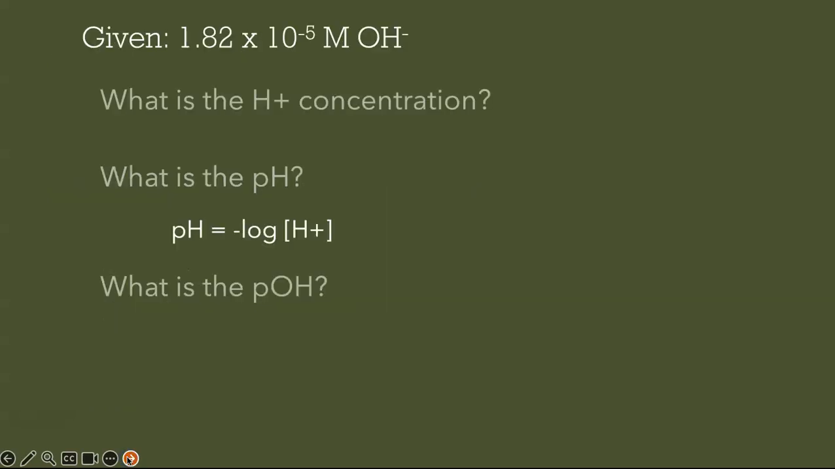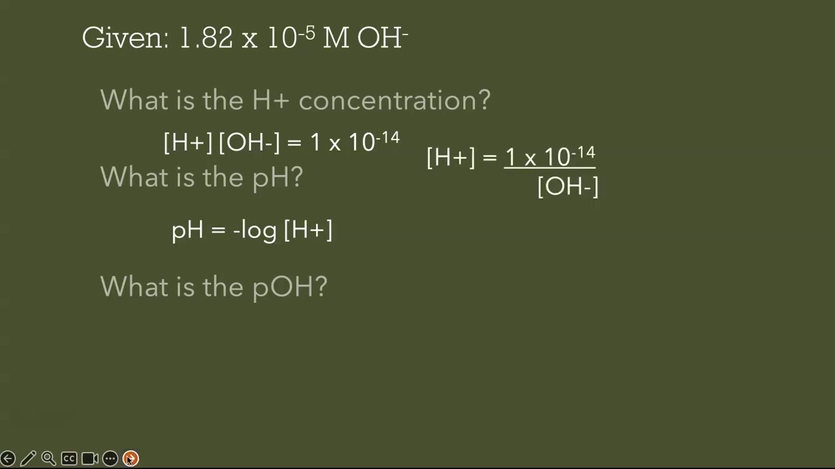All right, here we go. Here's another one for you. Great time to pause the video and practice this calculation. All right, so first I'm asked the hydrogen or hydronium ion concentration. And I know that hydrogen ion concentration times hydroxide ion concentration equals 1 times 10 to the minus 14. And so in order to figure out my hydrogen ion concentration, I'm just going to have to take that number and divide by my hydroxide ion concentration.